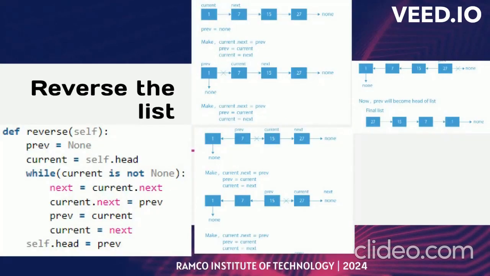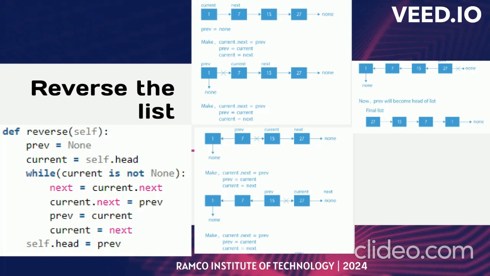So the one other operation is reversing the list. See the diagram, we have the initial list 1, 7, 15, 27. The objective of this operation is to reverse the entire list like 27, 15, 7 and 1. So let's see the function.